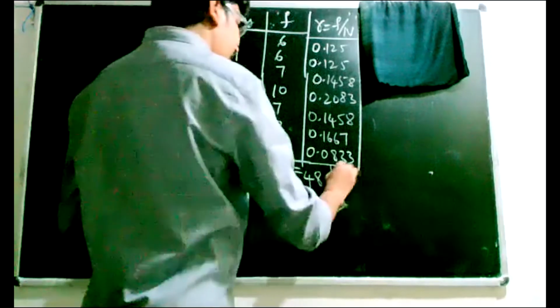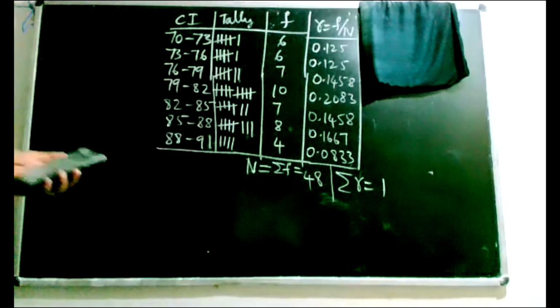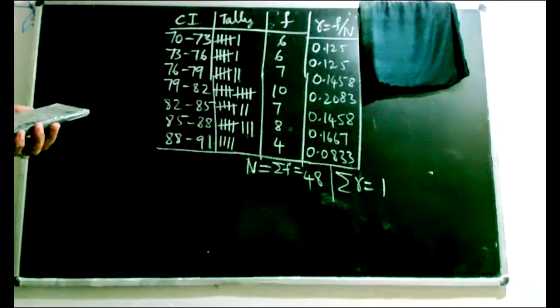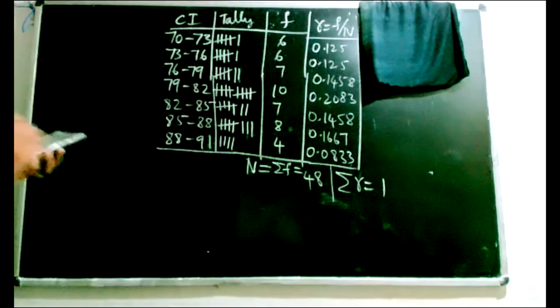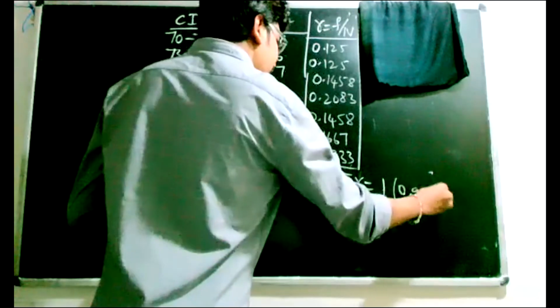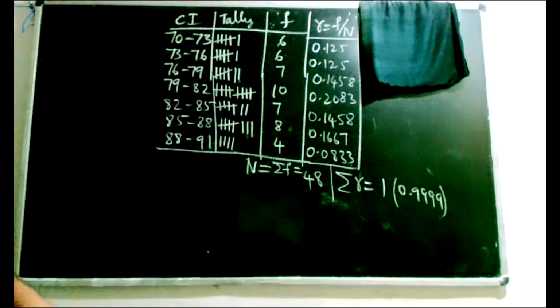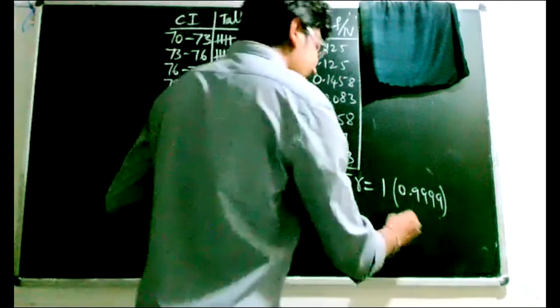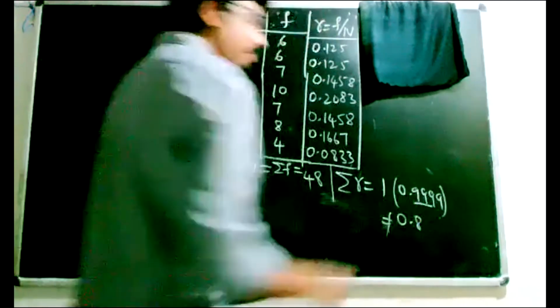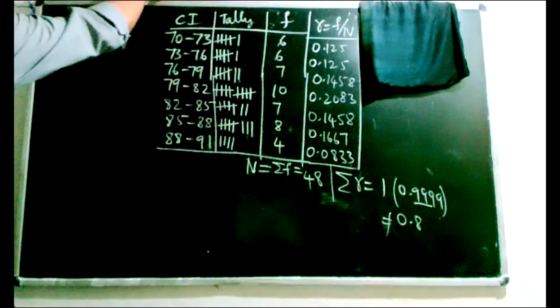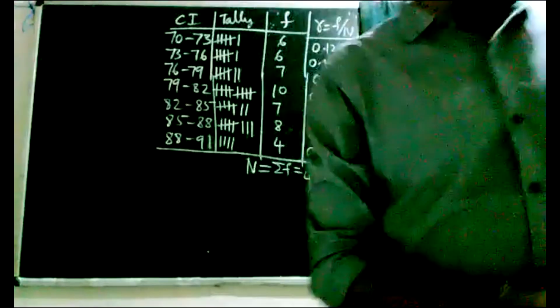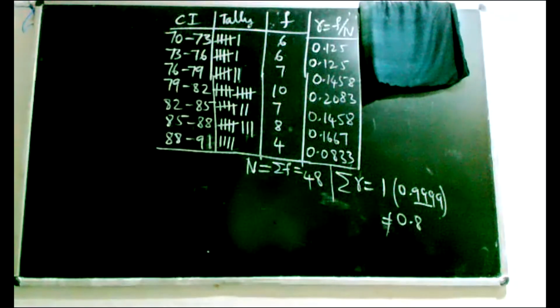Look into the total of R, that should come to 1 or 0.99. Okay, I'm getting 0.9999. It's nothing but 1. If you get 0.98 or 0.8 or 0.7, that is not an acceptable answer. Since you are writing 4 digits, 0.999 will definitely come. There may be variation in the 4th digit, but 0.98, 0.8, 0.7 will not come. At least 0.99 must come. So stick to 4 digits after the decimal point.